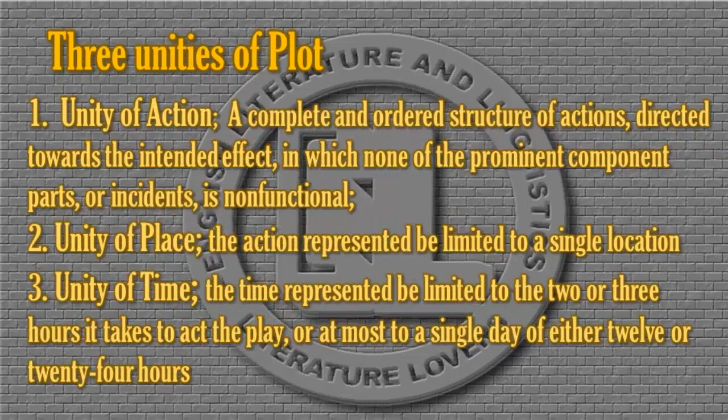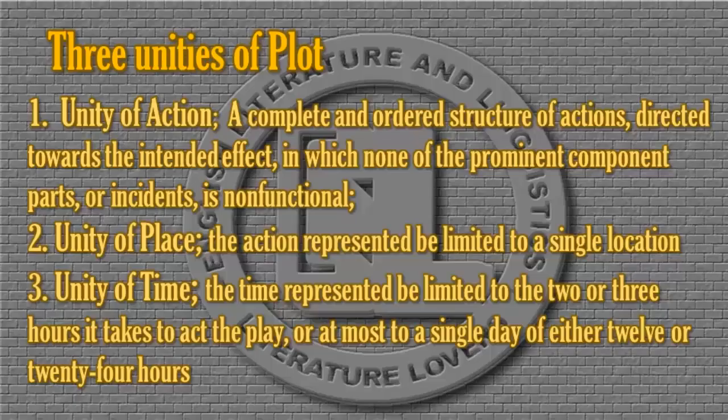After defining the elements of plot, now we are going to discuss the three unities of plot. What are these unities? These are the following. Number one, unity of action: a complete and ordered structure of actions directed towards the intended effect, in which none of the prominent component parts or incidents is non-functional.